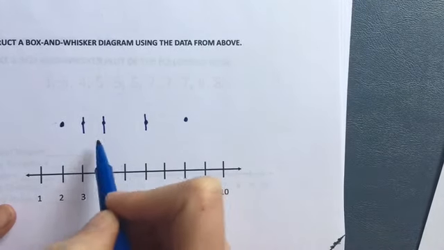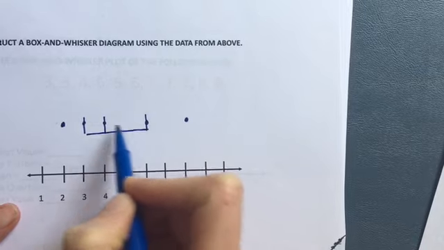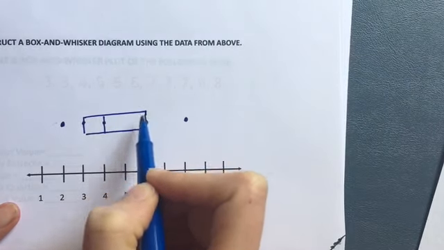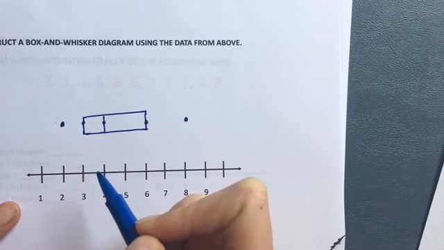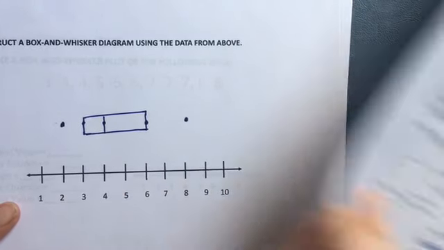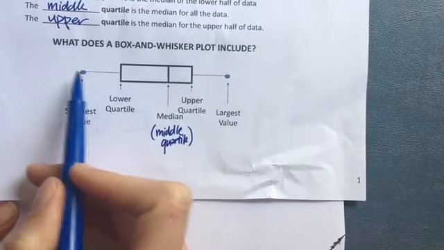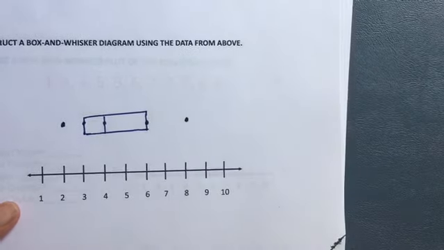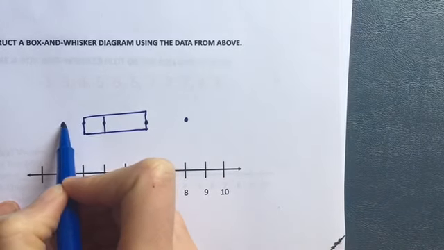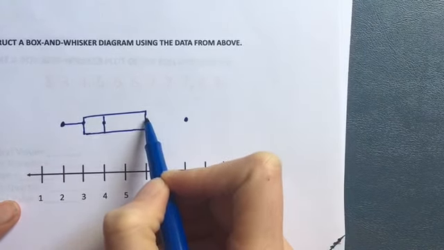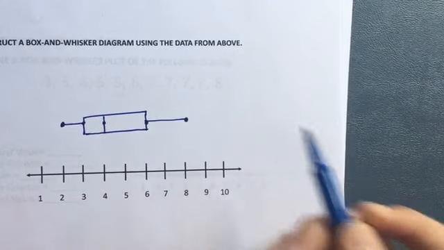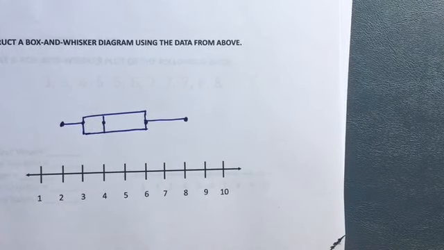And then we connect them into our box. And then we also, you notice those whiskers, we connect to the smallest value and the largest value. So coming back over here, we're going to connect to the smallest value and the largest value. And we have now drawn a box and whisker.